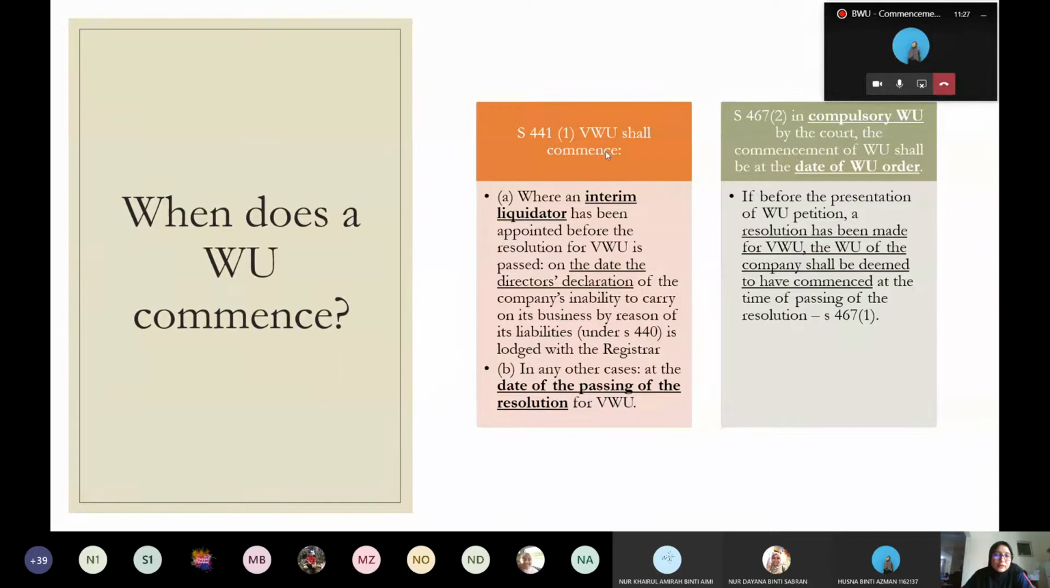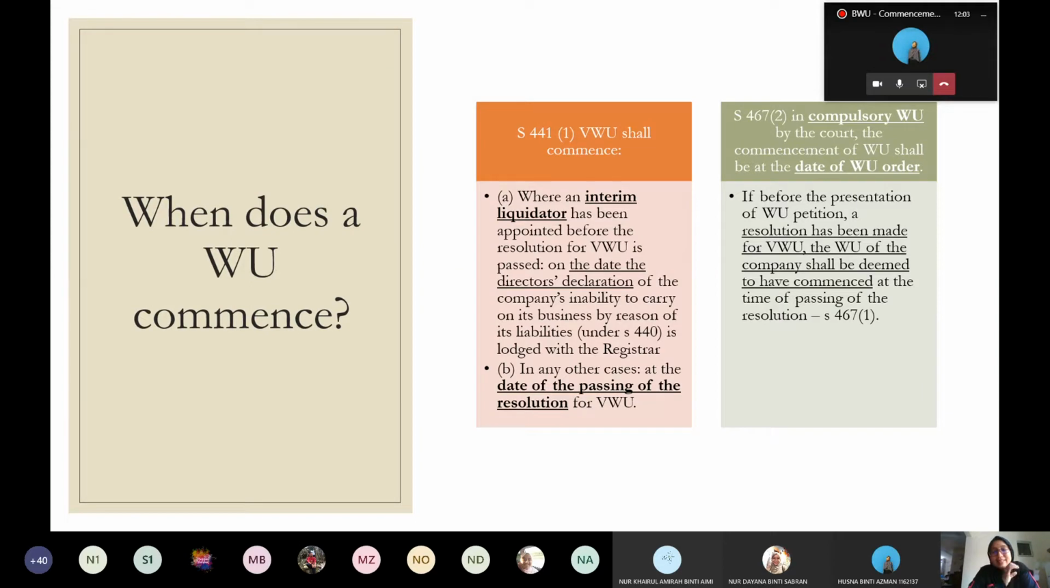Okay, so as to the voluntary winding up, it commences. So in situation where an interim liquidator has been appointed before the resolution for voluntary winding up is passed, the time of the commencement is on the date of the director's declaration of the company's inability to carry on its business. So yang ni untuk apa? Yang ni what kind of voluntary winding up? Yang mana interim liquidator has been appointed? You remember? So which one? Members or creditors?